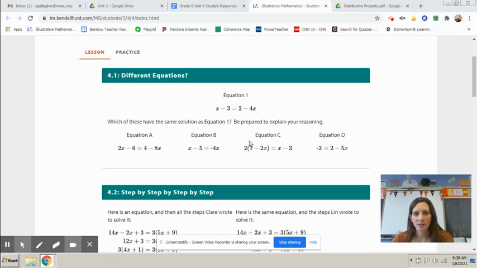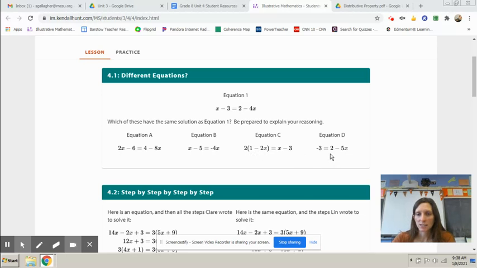Equation C is the same because we just flip-flopped sides. So the x minus 3 is over here on the right. And this 2 parentheses 1 minus 2x is using the distributive property. It's another way of saying 2 minus 4x. 2 times 1 is 2. 2 times 2x is 4x. So I could rewrite this as 2 minus 4x.